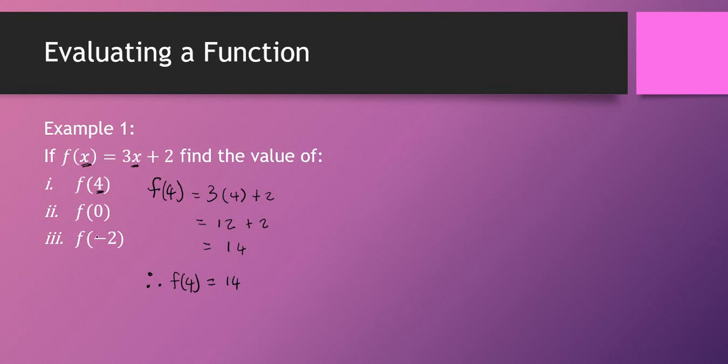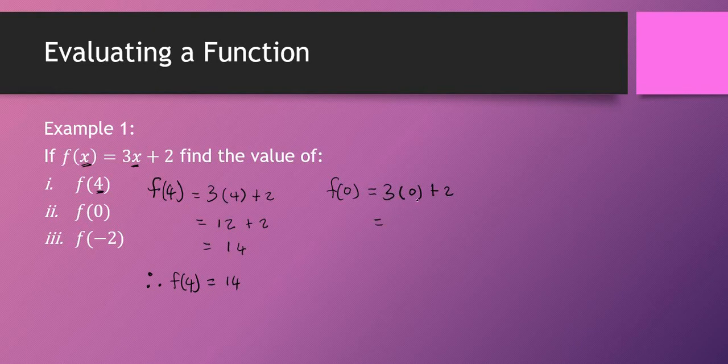Right? Let's look at the second one. We are asked to find f of 0. Same principle, doesn't change. So f of 0 is going to equal to 3. Instead of writing back x, we know that the value of x now is 0. So we're going to replace x with 0. Put back our plus 2, right? Then all you need to do is to simplify.